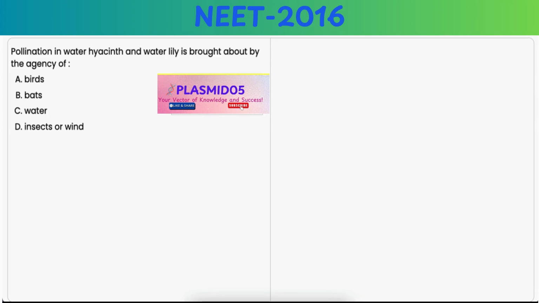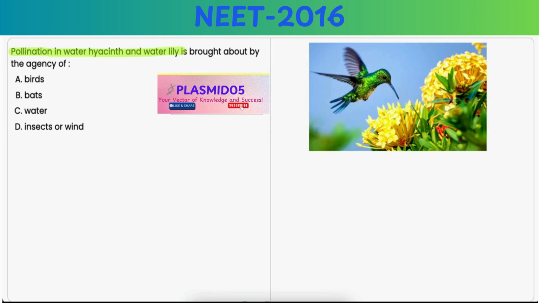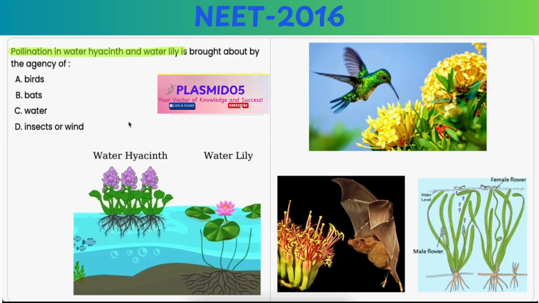In this question, you have to identify the suitable pollinating agent in case of water hyacinth and water lily. Now, water hyacinth and water lily mainly rely on pollination by insects, that is entomophily, as their flowers are attractive and may produce nectar. And in some cases, pollination by wind may also occur. And these mechanisms are well suited because their flowers are emergent or floating flowers. Hence, the correct answer is option D.